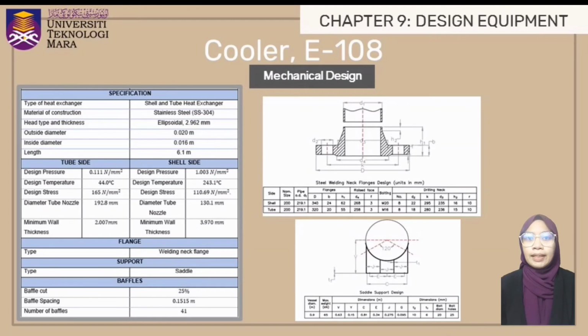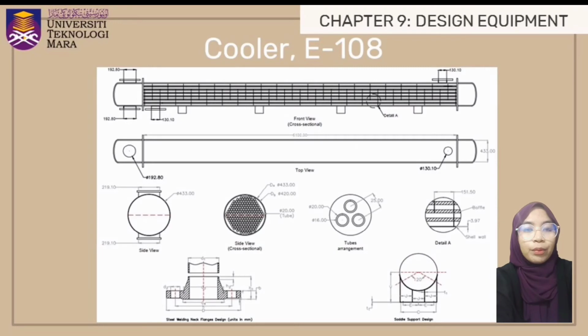Based on the mechanical design, it is decided that the suitable head type for heat exchanger E108 is ellipsoidal since its thickness is almost similar to the shell thickness, which is 3.97 mm, by considering 2 mm for the corrosion allowance. Based on the compatibility chart, stainless steel 304 has been chosen as the material of construction for both tube and shell as it is able to resist any corrosion from the process stream. Since the design satisfies both chemical and mechanical design requirements, this is the AutoCAD drawing for cooler E108.